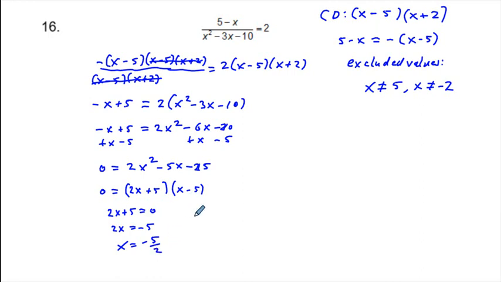and then for this other one, x is equal to 5, and x is equal to 5 is an extraneous solution, or not real. So the only real solution is x equals negative 5 halves. So this is going to be called our solution or real solution.